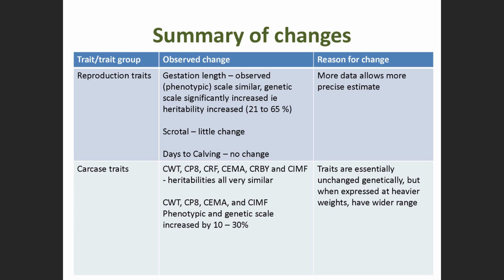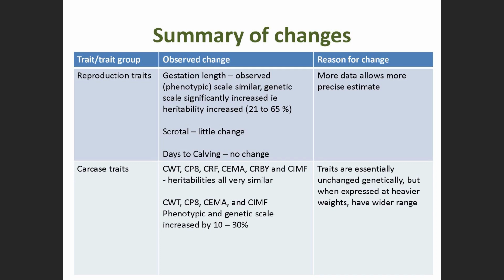Now let me go on and talk about the other two groups, reproduction and carcass. And there's been a significant learning in the reproduction traits, but I'll just go through these stepwise. So starting with gestation length, the observed scale that the range between long gestation and short gestation is pretty much the same as it always was, but we know that the heritability, how much of that is genetic, is much, much more than was previously thought.